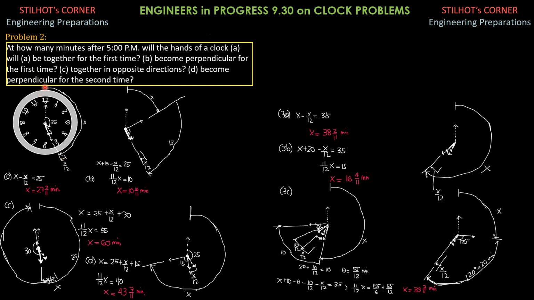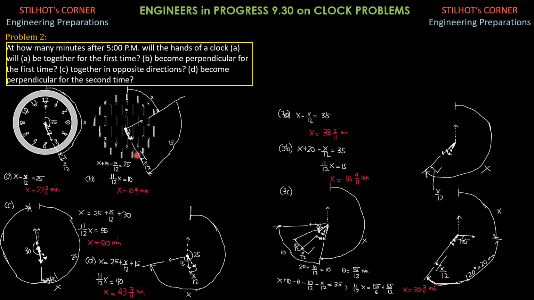Then the initial position of the minute hand to its final position is x, and the initial position of the hour hand to its final position is x over 12. From the figure, x minus x over 12 equals, it ends at 5, and 5 corresponds to 25 minutes, 5 times 5. So x minus x over 12 is 25. Using your calculator, x is 27 and 3 over 11 minutes.